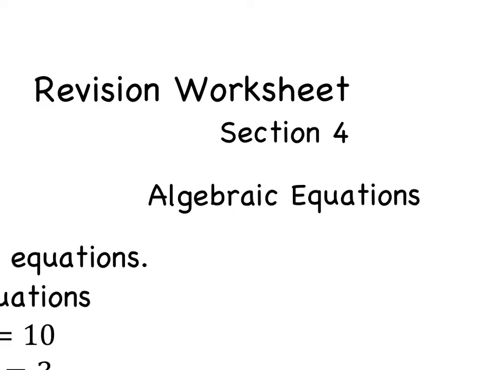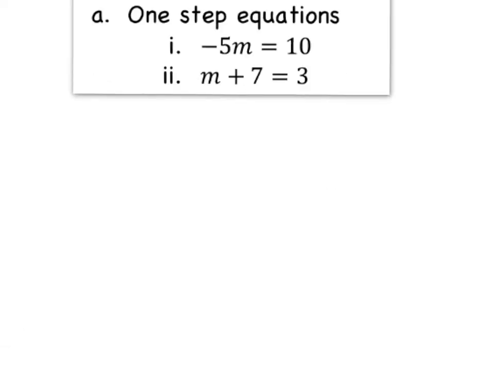Form 2 revision worksheet for the end of term and the year exam, section 4, algebraic equations. One-step equations. So part 1, minus 5m equal 10. We divide both sides by minus 5 and we get that m is equal to minus 2.